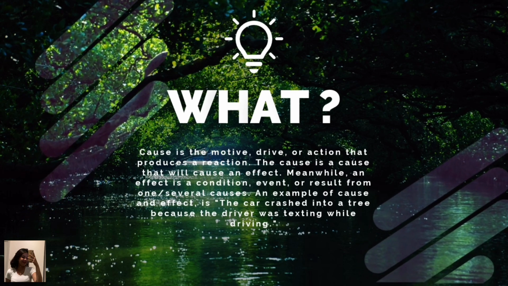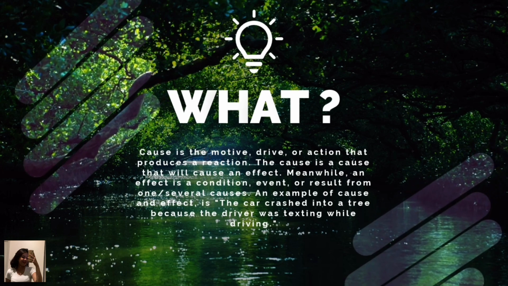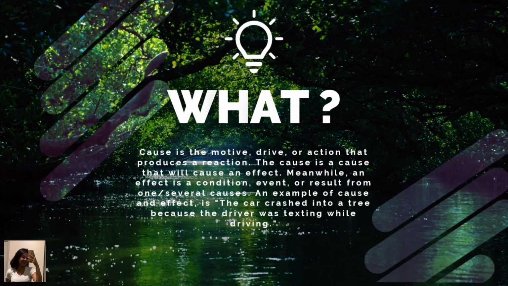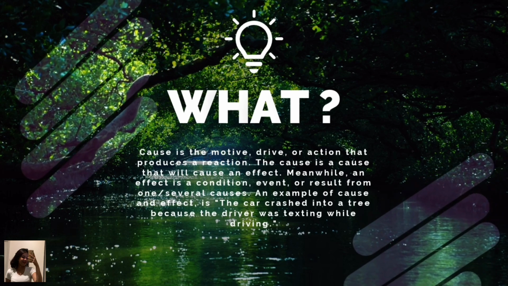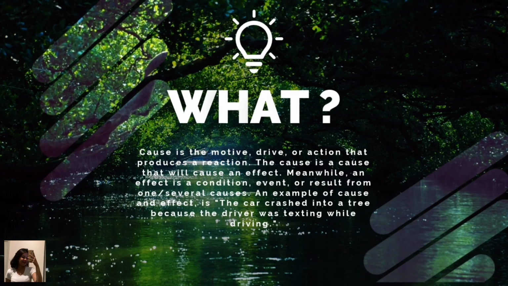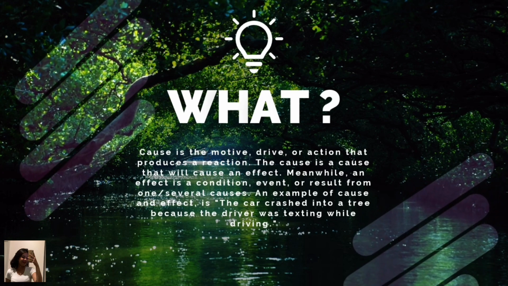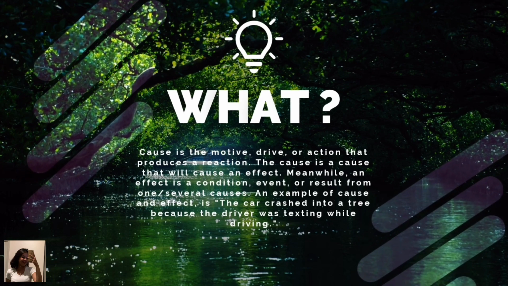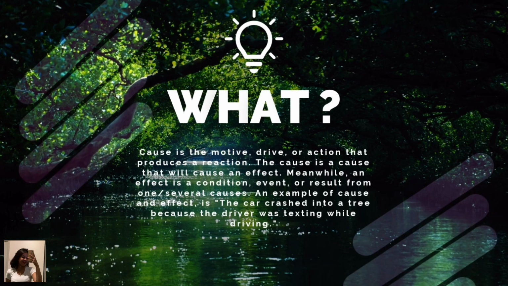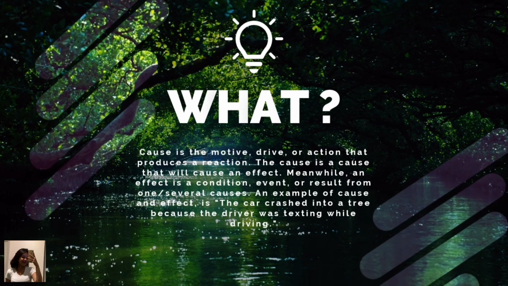Cause is the motive, drive, or action that produces a reaction. The cause is what will cause an effect. Meanwhile, an effect is a condition, event, or result from one or several causes. An example of cause and effect is: the car crashed into a tree because the driver was texting while driving.